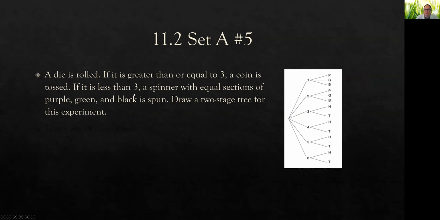If it's less than 3, a spinner with equal sections of purple, green, and black is spun. So if we roll and we get a 1, next we spin the spinner and we either get purple or green or black. And if we roll a 2, we spin the spinner and we either get purple or green or black. And we can see that there's 14 outcomes. We've got 3 here and 3 here. That gives me 6, 7, 8, 9, 10, 11, 12, 13, 14.